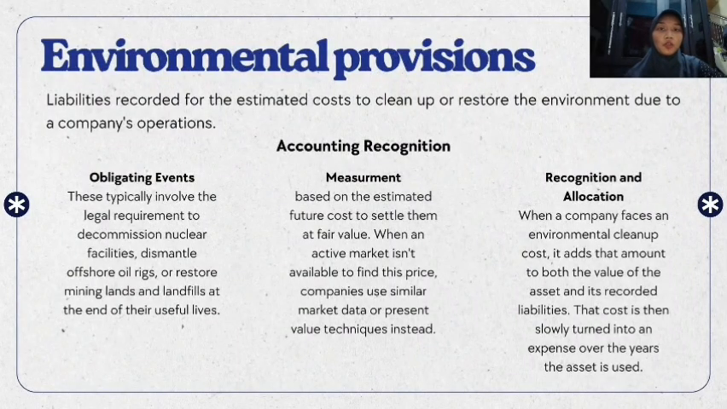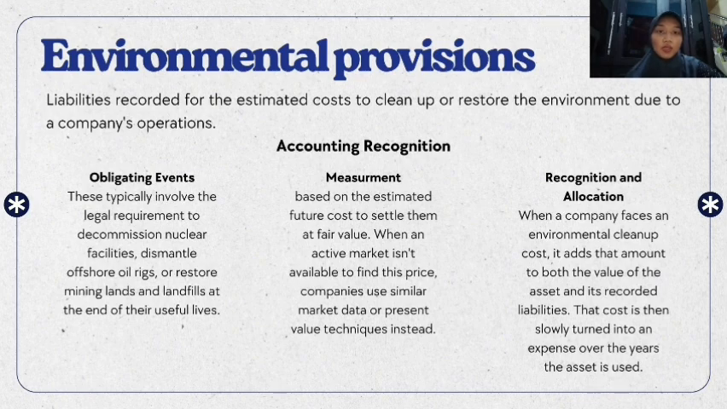So let's continue to the environmental provisions. These are liabilities recorded for the estimated cost to clean up or restore the environment due to a company's operation. So for the accounting recognition, it has three. The first one is obligating events, which typically involve the legal requirement to decommission nuclear facilities, dismantle offshore oil rigs, or restore mining lands and landfills at the end of their useful life.